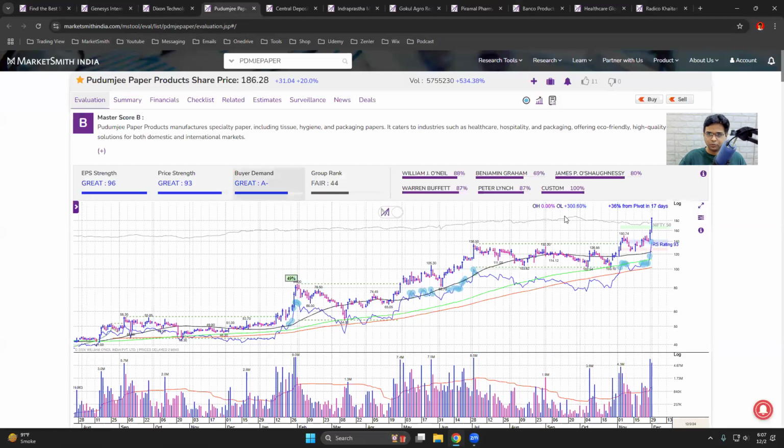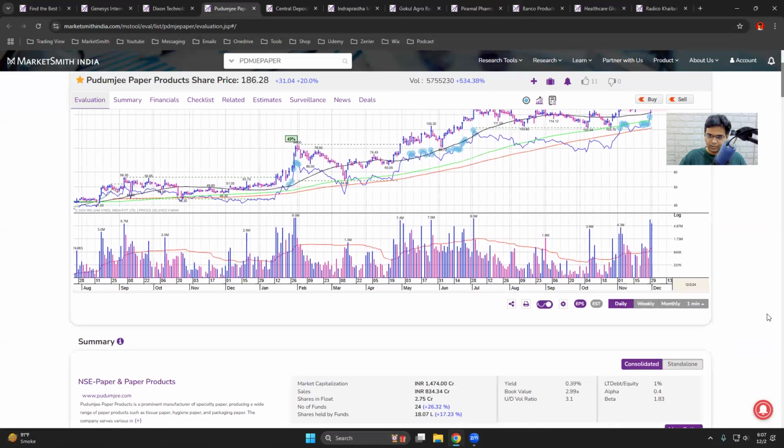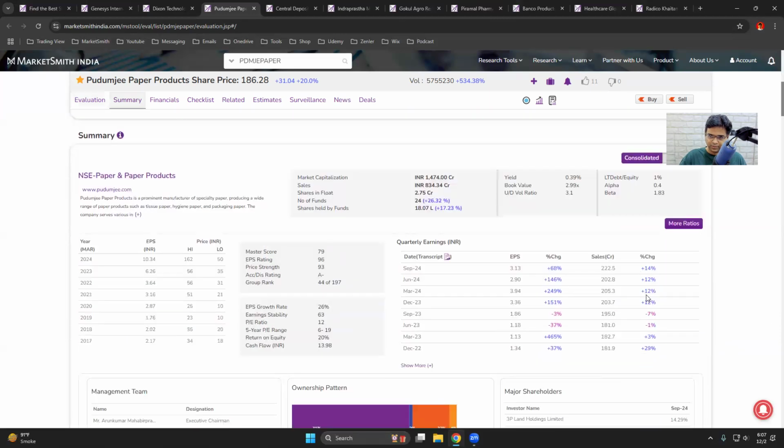Next, Pudumjee Paper. Come down, consolidated. Have a look at this: 12, 12, 14. This number is less than 25%, correct? So now it has to be accelerating. In this case, it is not accelerating for the last 2 quarters. It is flat, I would say, for the last 3 quarters. The latest quarter is less than 25%. So this is not a stock which should be on our radar. Moreover, if you look at EPS, it is declining. The growth rate of EPS is decelerating, which is not what we want.